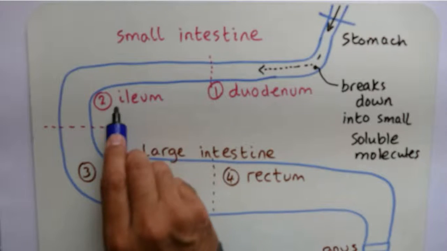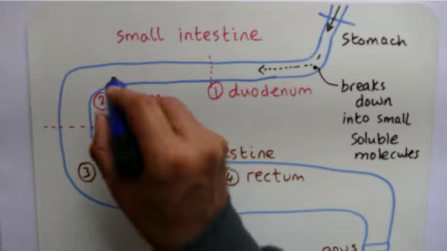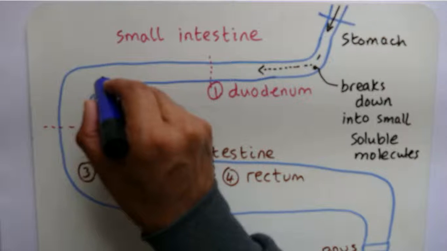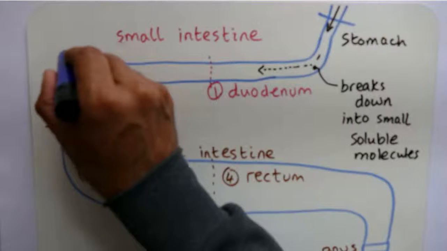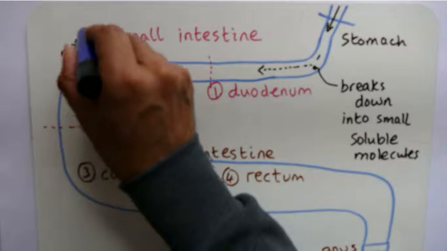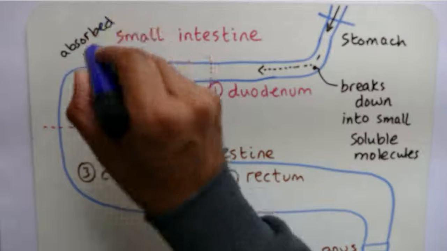In this part, the ileum, the food is going to be absorbed. So the molecules are going to be absorbed into the blood.